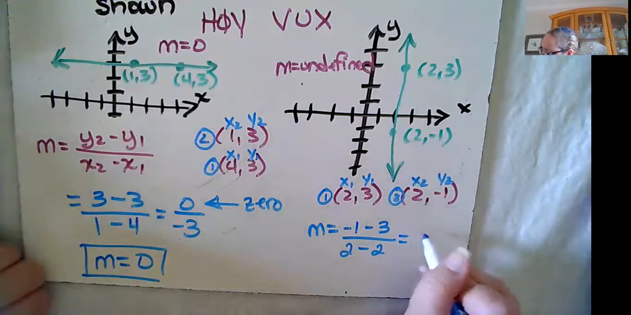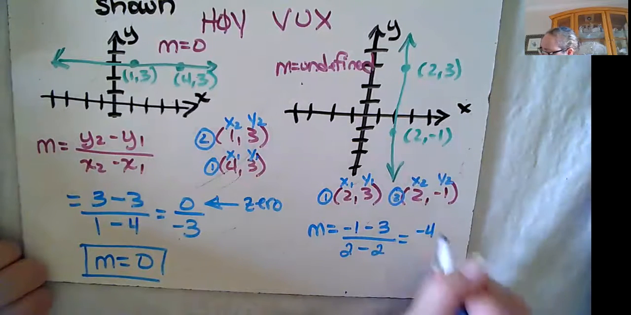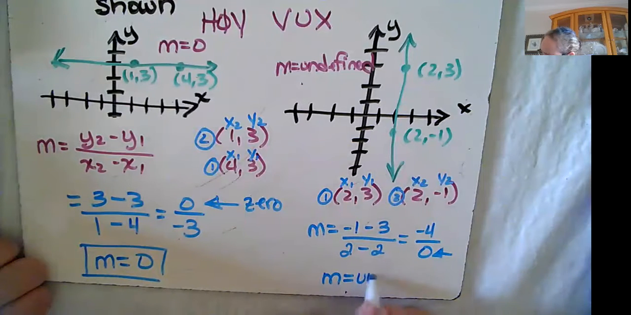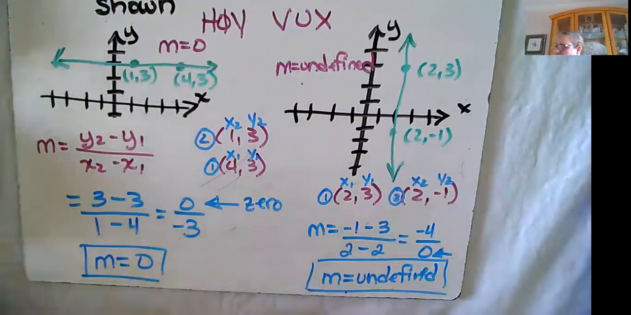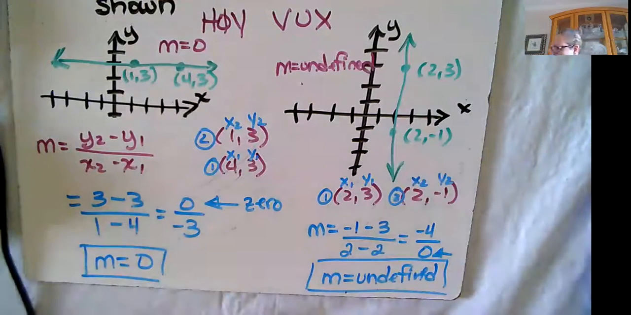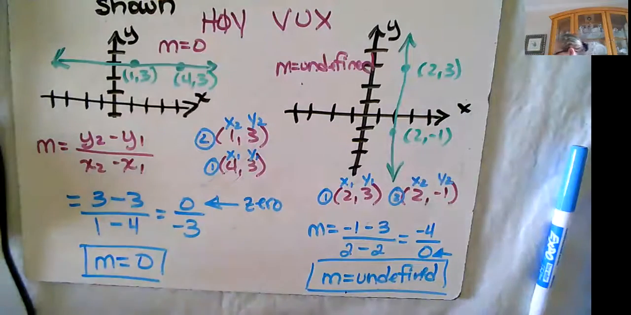Our numerator comes out to be -4. Same sign, you add and keep the sign. And our denominator comes out to be 0. Whenever you have 0 in your denominator, that's undefined. You cannot have a 0 in the denominator. So we just proved that our vertical line is undefined.